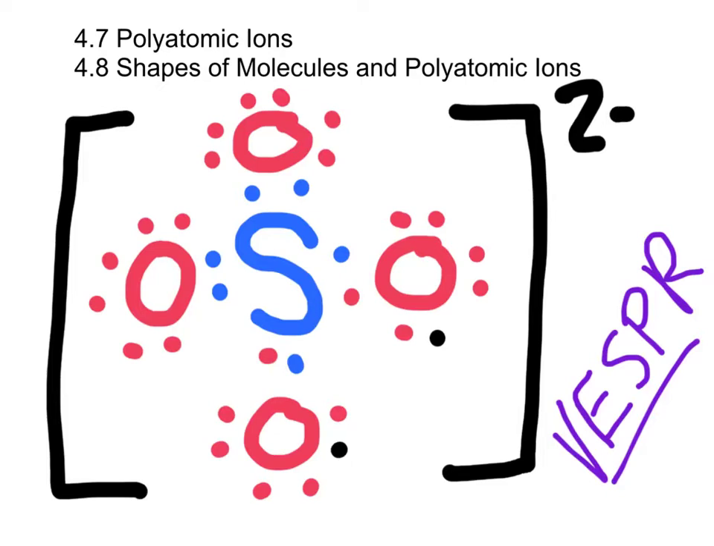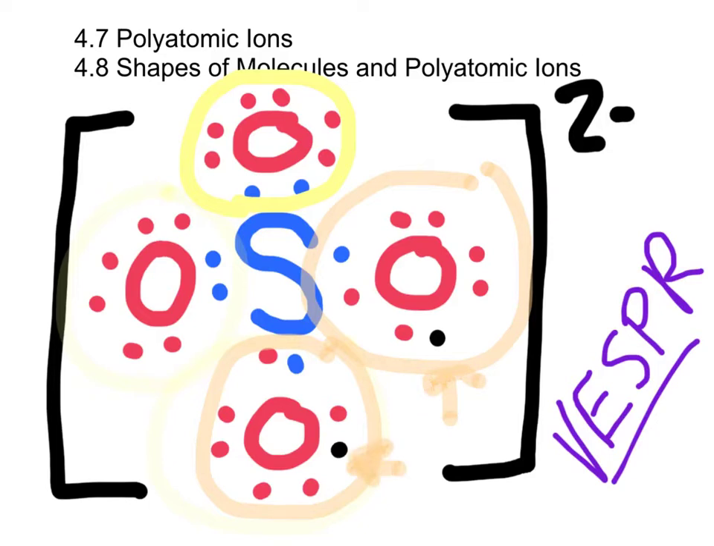Sulfur has 6, those are represented by the blue. Oxygen each has 6 also. But when we go to put them together so that every one has 8 electrons, we end up being short on a couple of them by 1. So this one and this one are short by 1. You can see that by the black one that I've put in. The other two have enough, but these two need 1 more each. That's where the 2- comes from, because I had to add 2 electrons.